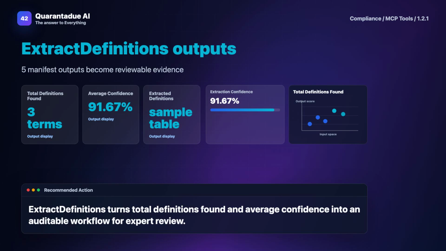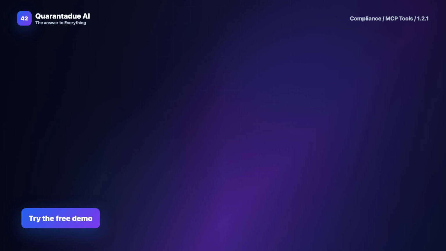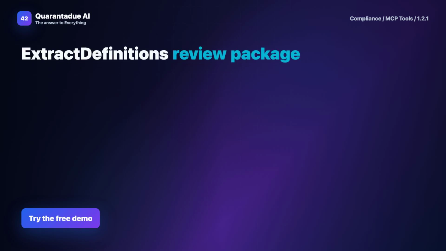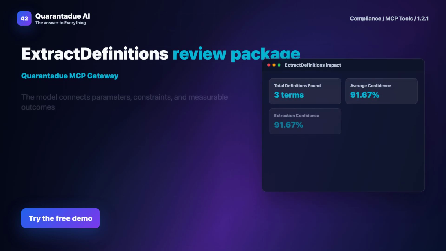Extract definitions returns structured outputs such as total definitions found, average confidence, extraction confidence, extracted definitions, and cross-references. These outputs are designed to support review, reporting, comparison, and follow-up actions.